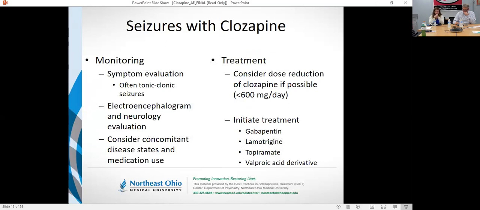The valproic acid derivatives, like divalproex sodium, have the most robust evidence support for being used with clozapine. But there are other agents that have been used, lamotrigine, topiramate, and gabapentin being some of them. So this could be a collaboration done with neurology to successfully treat the seizures as well as continue treatment with the clozapine. Just because the patient has a seizure doesn't mean we have to discontinue treatment.